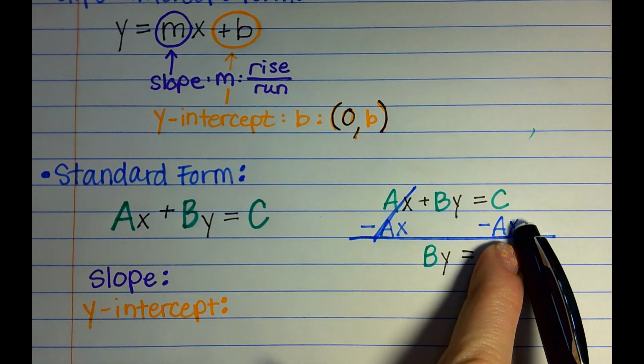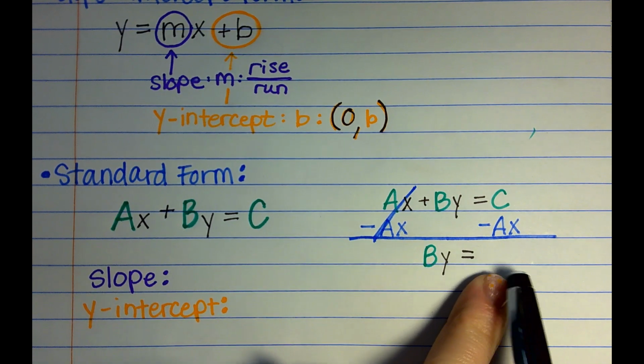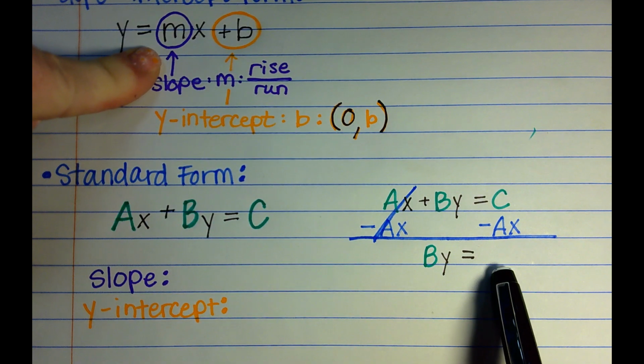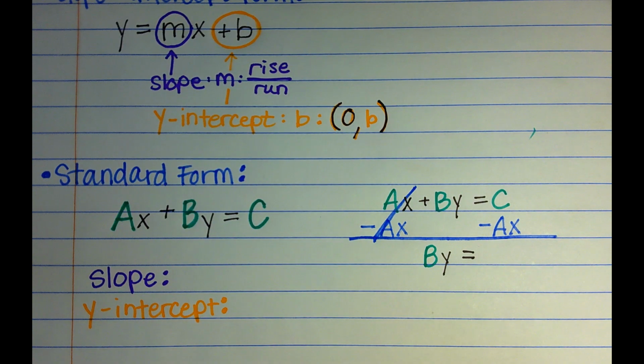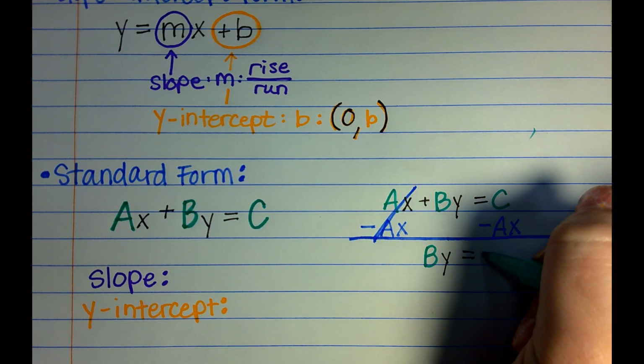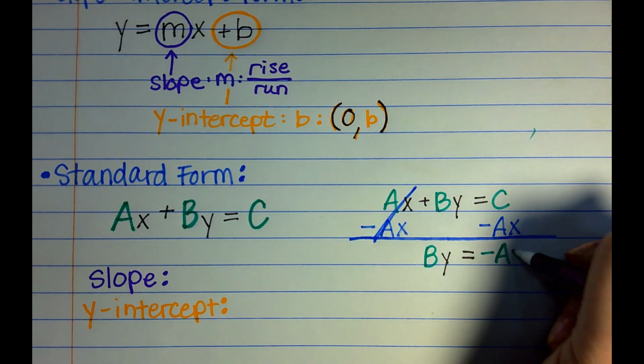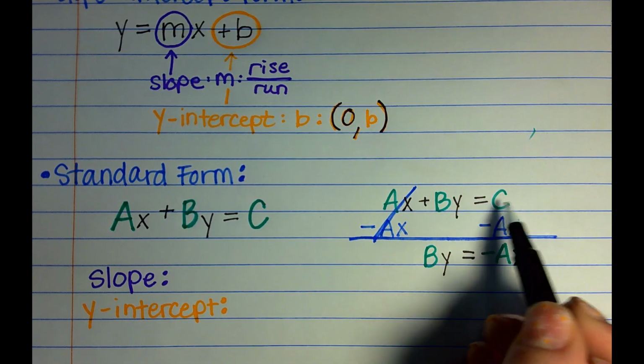I'm going to actually write the minus ax first so that it is closer to being like the slope intercept form. This is what I mean by that. I'll have negative ax plus c.